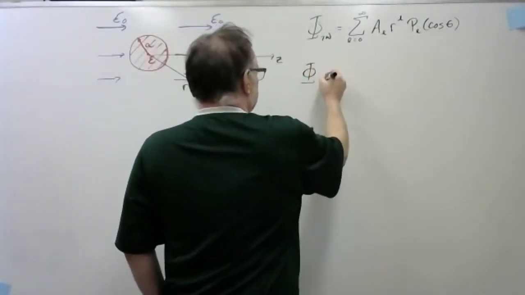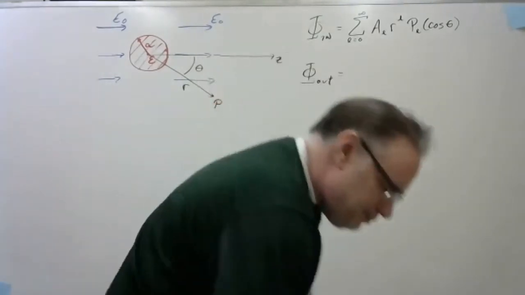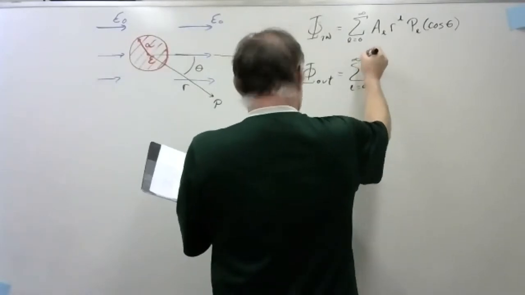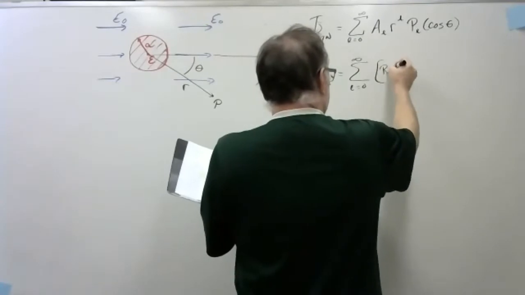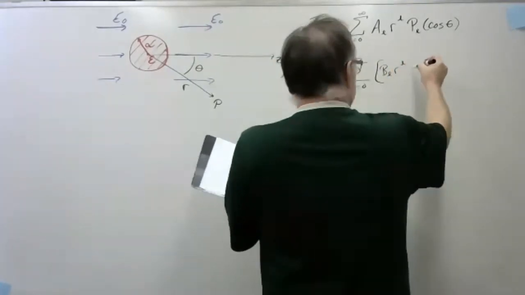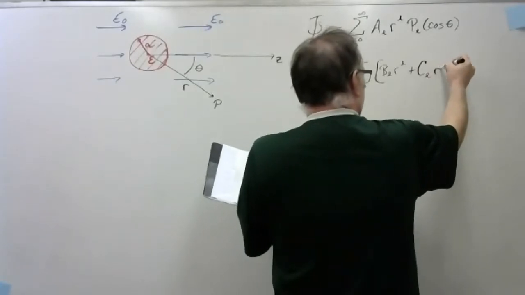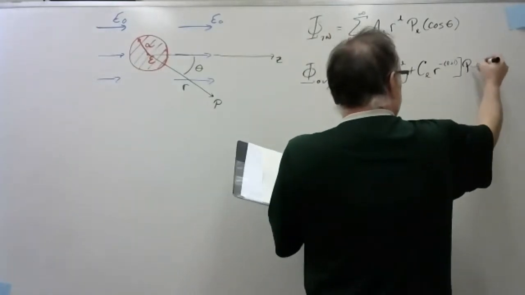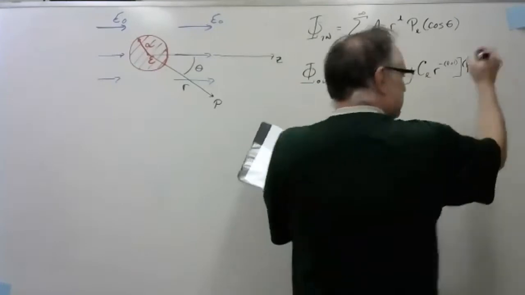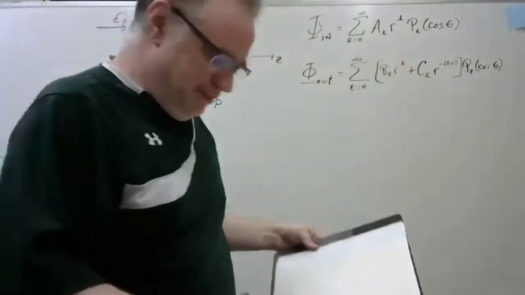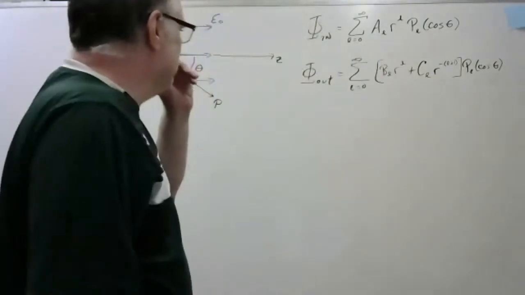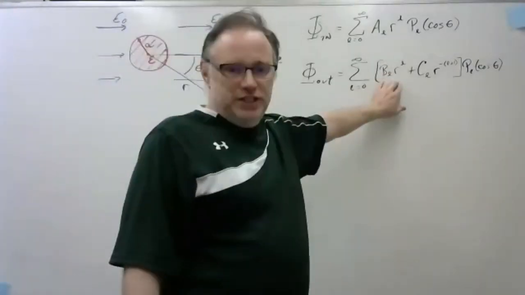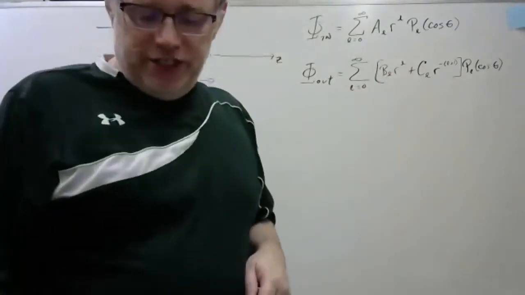We'll have to adjust this for a second. So on the outside, we have the summation L equals 0 to infinity. This time it's B sub L R to the L plus C sub L R to the negative L plus 1, multiplied by P sub L cos theta. And normally we would say, well, these go to 0 here, but that's no longer our boundary condition at infinity.